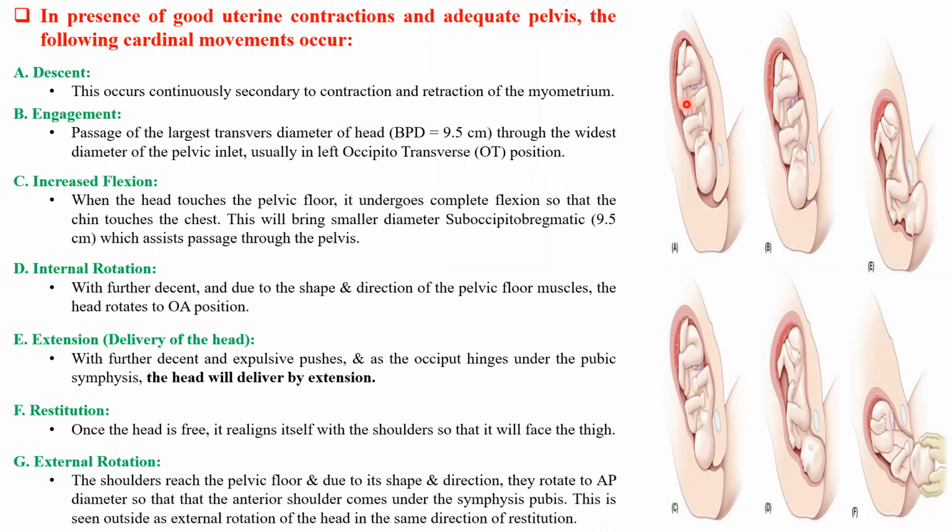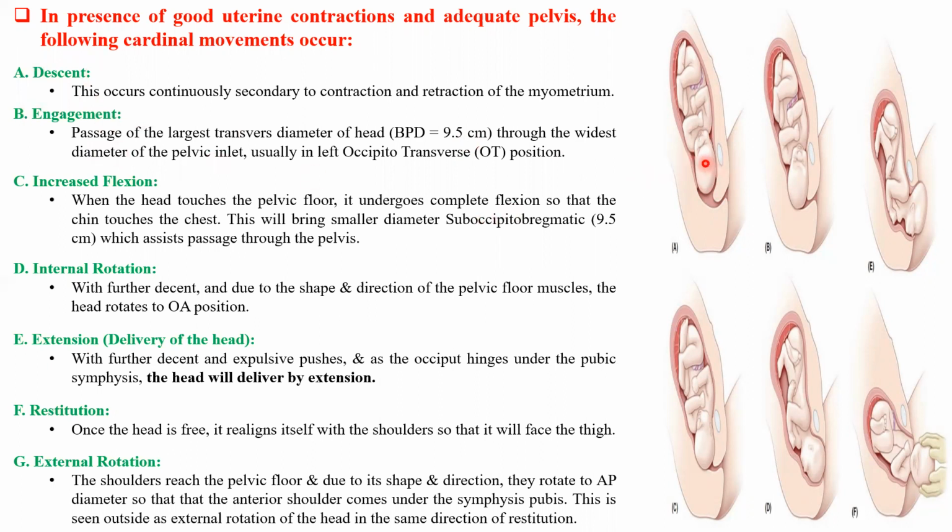Yes. The next step, Sam, will be engagement. Engagement means passage of the largest transverse diameter of the head. As I told you before, it is the biparietal diameter, which is equal to 9.5 centimeter. The largest diameter of the head will pass through the widest diameter of the pelvic inlet, which is usually the transverse diameter, and the head will be in the left occipito-transverse position. So after descent, engagement.